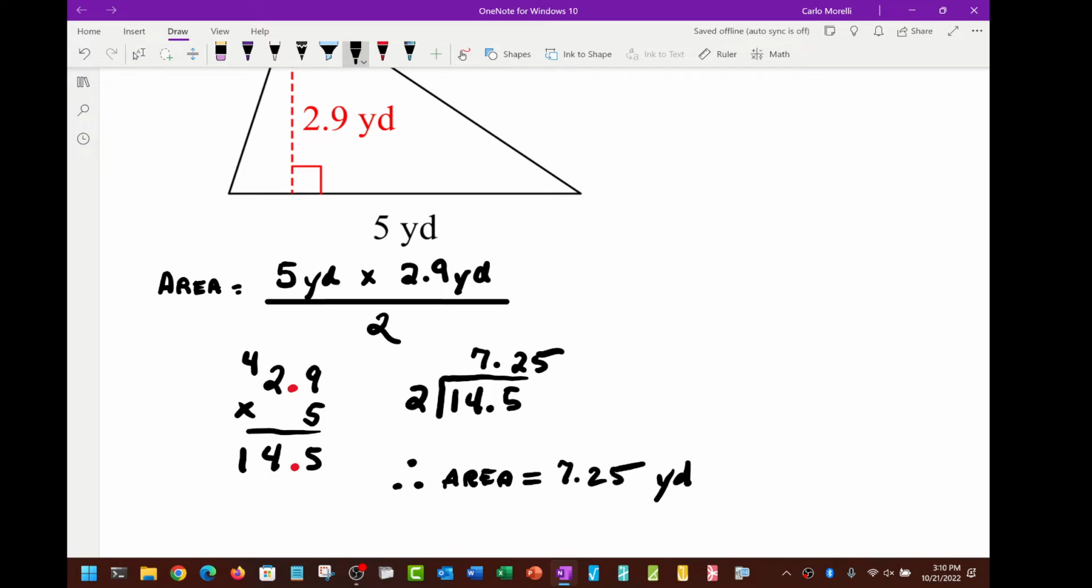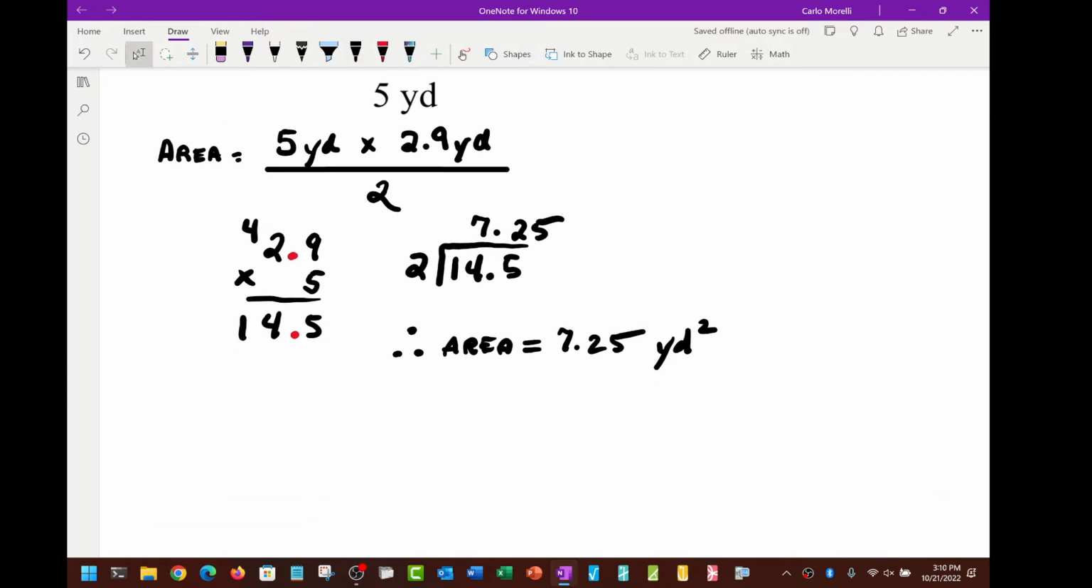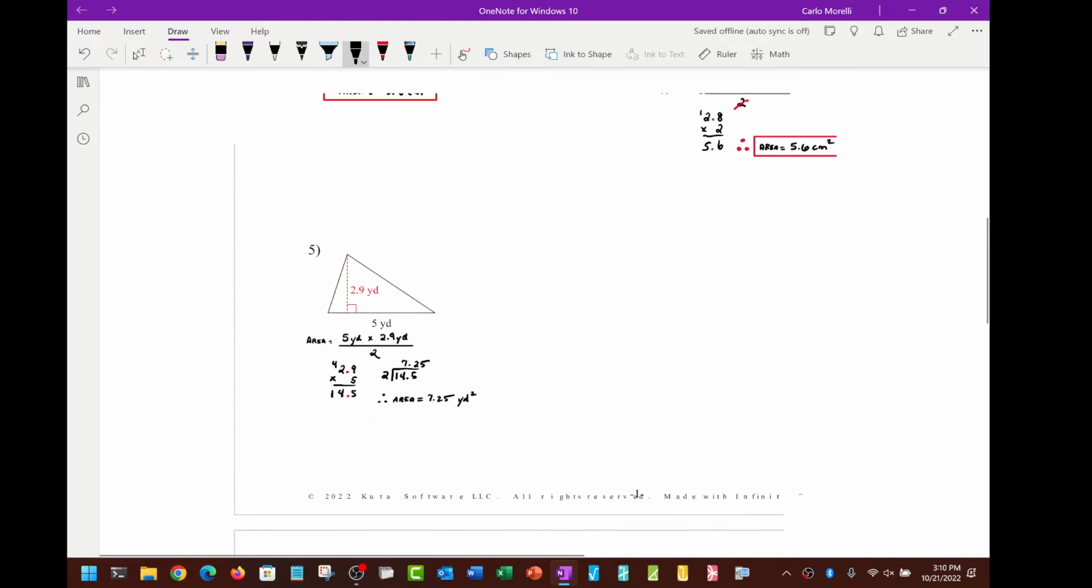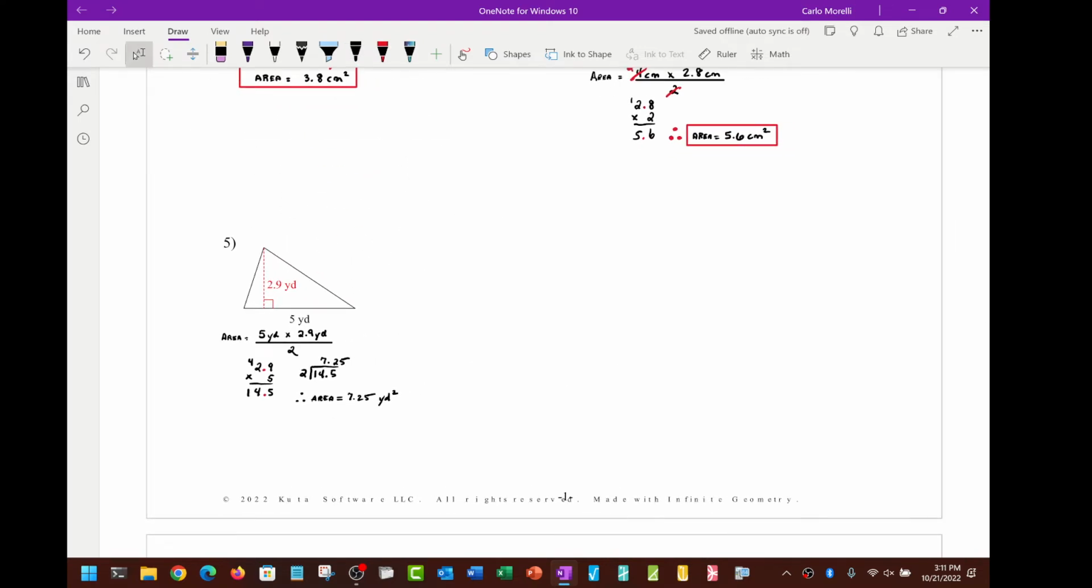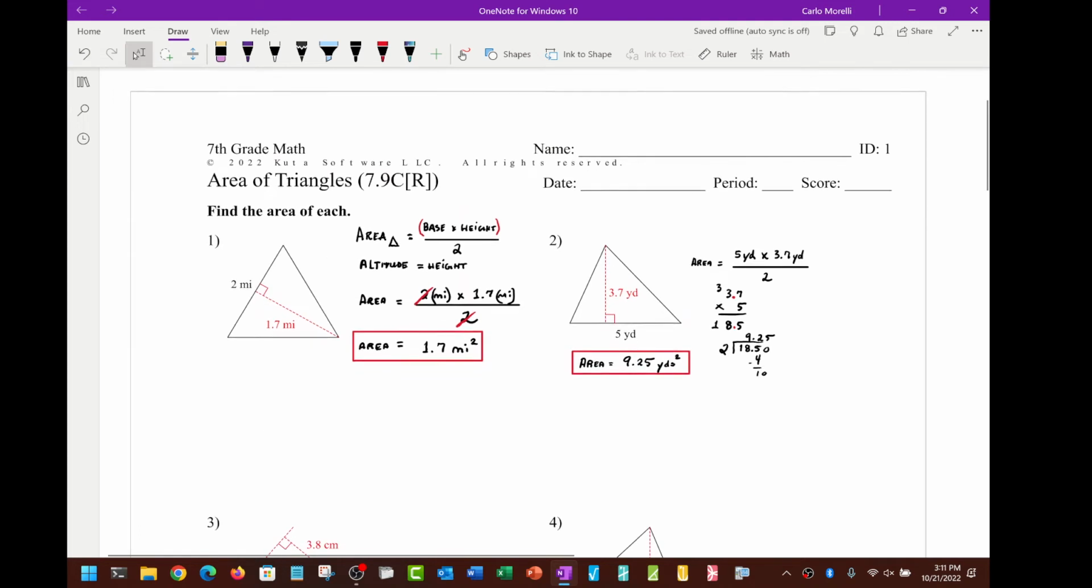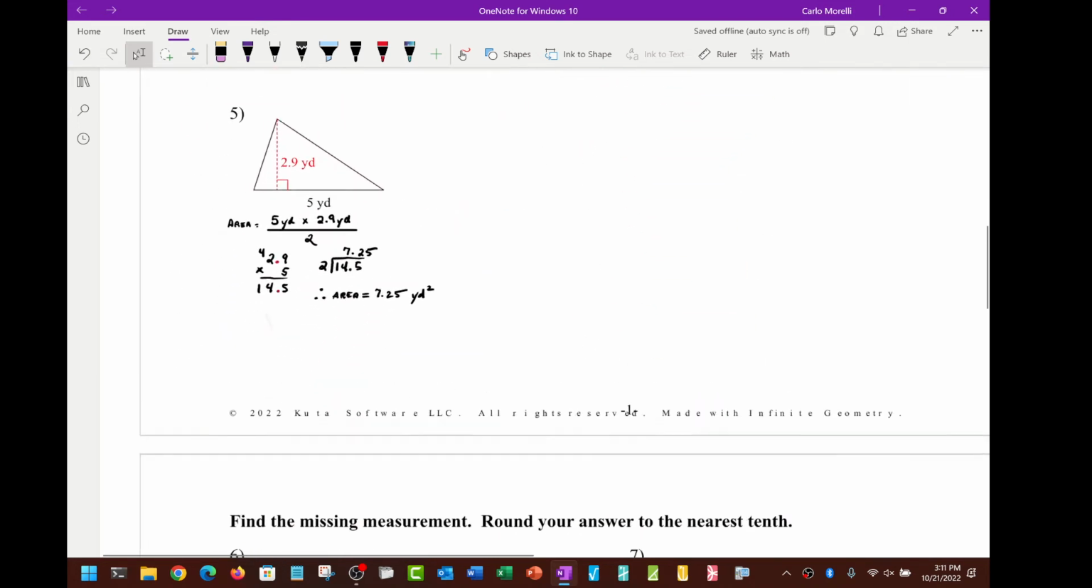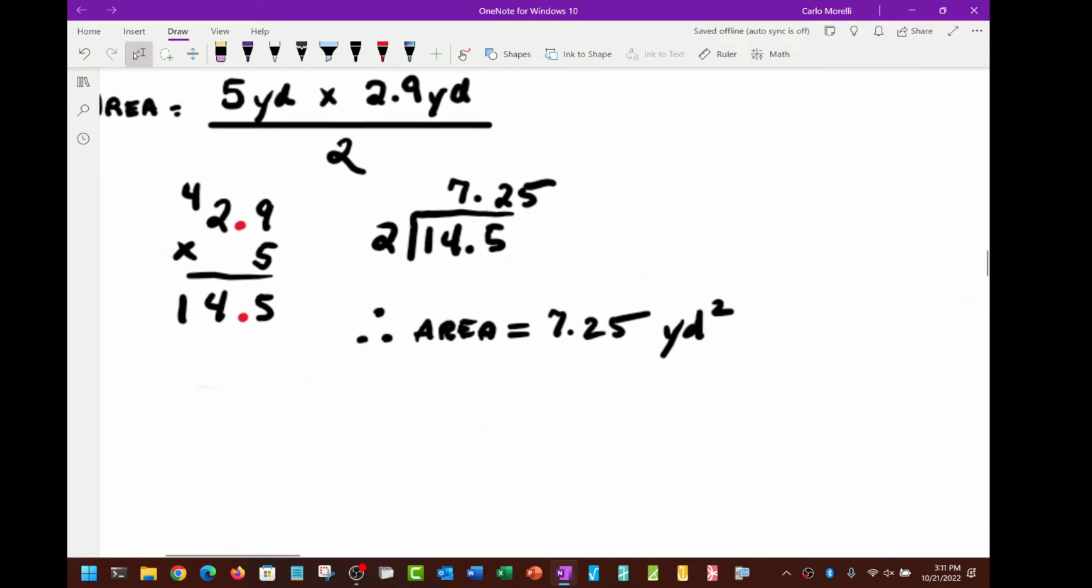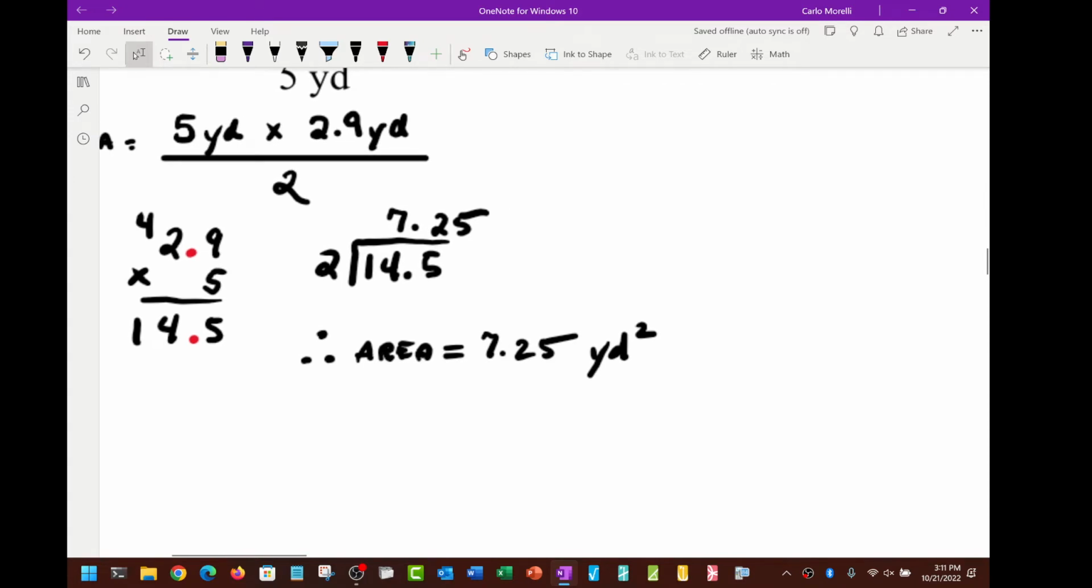yards squared. Okay. Now in Kuta, I can't remember if they're having us round to the nearest tenth or not. Let's check. It doesn't say. So I would accept 7.25, but I would also accept 7.3 if you were to round up. But let's go with 7.25.